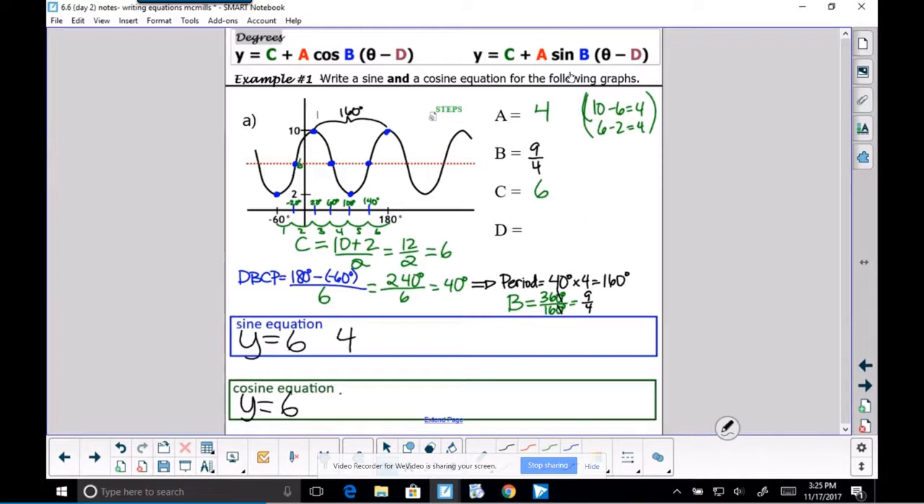Then comes the amplitude A, the 4 value, and then one's sine and one's cosine. Right after the trig function comes the B value we just found of 9/4. So go ahead and write that down. And then it's going to be an open parenthesis after 9/4. And because it's degrees, you're going to write theta.